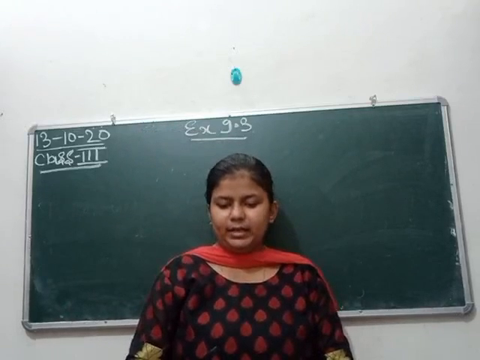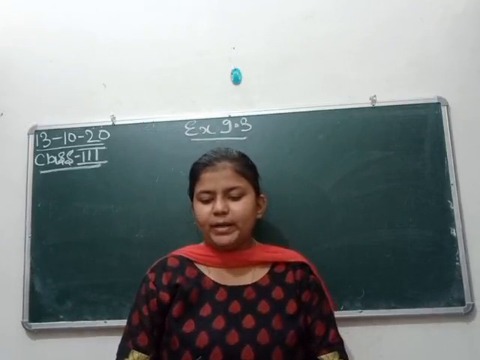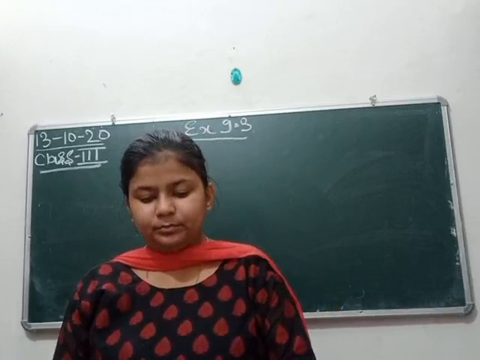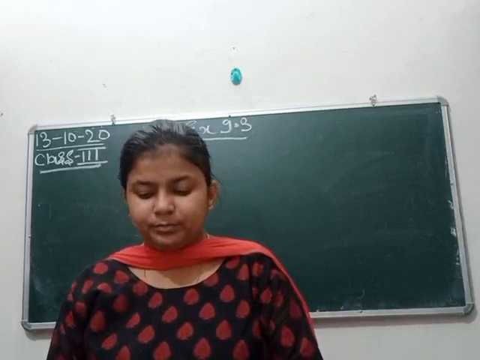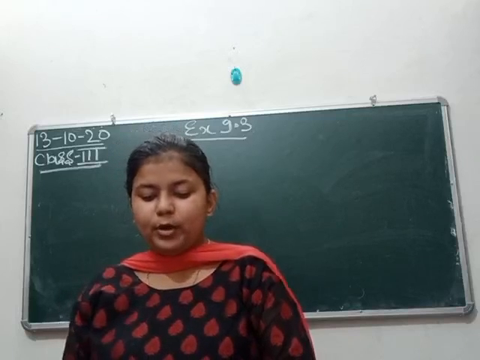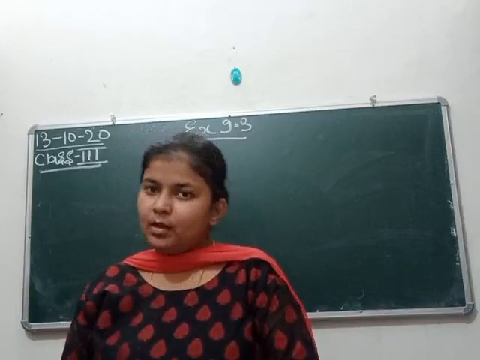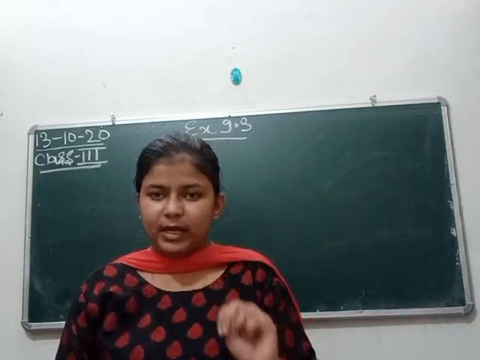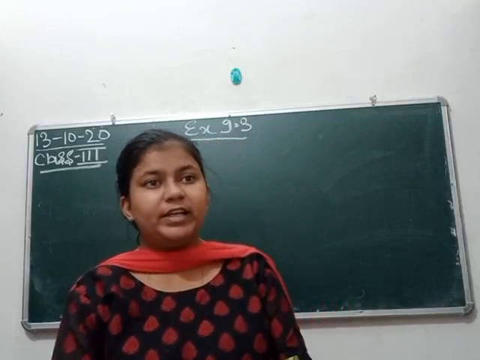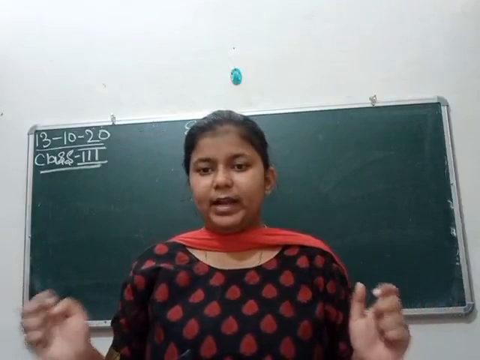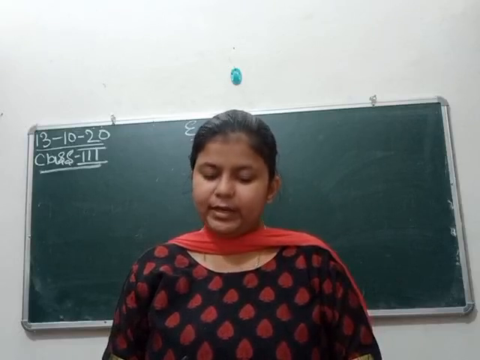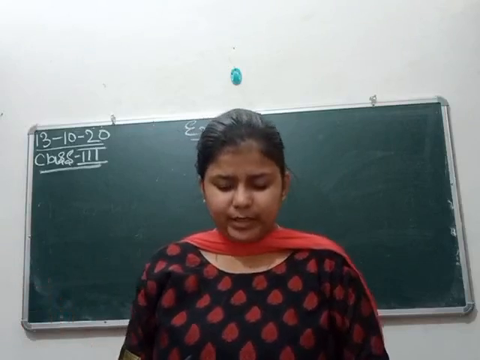Question number 13 is: Ramu bought 8 kg 100 grams of apples for his shop. Shyamu bought 7 kg 890 grams of apples for his shop. Who bought more apples and by how much? There are two things we have to do in this question. First, you have to compare the weights. Two weights have been given, you have to compare them, and then you have to do the rest of the question.